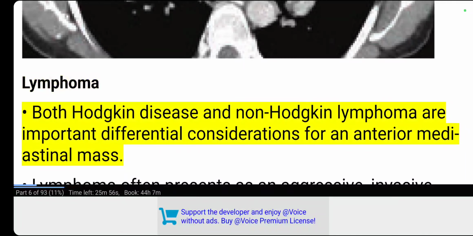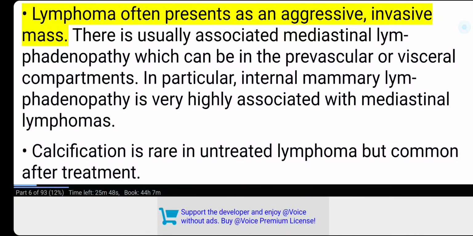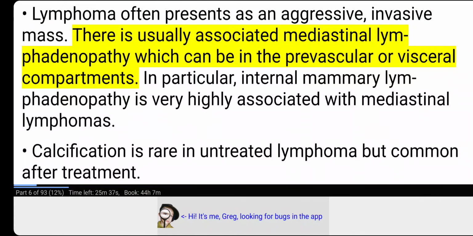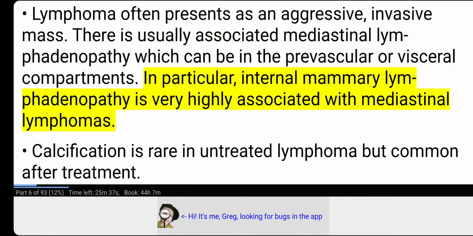Lymphoma. Both Hodgkin disease and non-Hodgkin lymphoma are important differential considerations for an anterior mediastinal mass. Lymphoma often presents as an aggressive, invasive mass. There is usually associated mediastinal lymphadenopathy, which can be in the provascular or visceral compartments. In particular, internal mammary lymphadenopathy is very highly associated with mediastinal lymphomas.